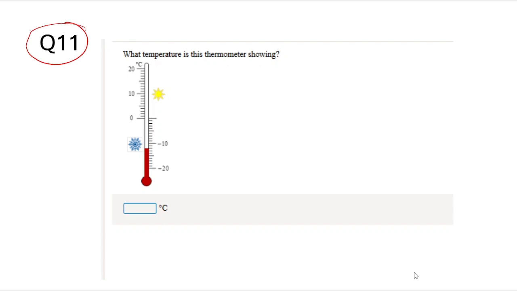What temperature is this thermometer showing? This is a thermometer, and it's very simple. As you see here, it's showing the reading at this point. So let's calculate. It's minus 10, then minus 11, then minus 12. So the temperature is minus 12. This is the answer to this question.